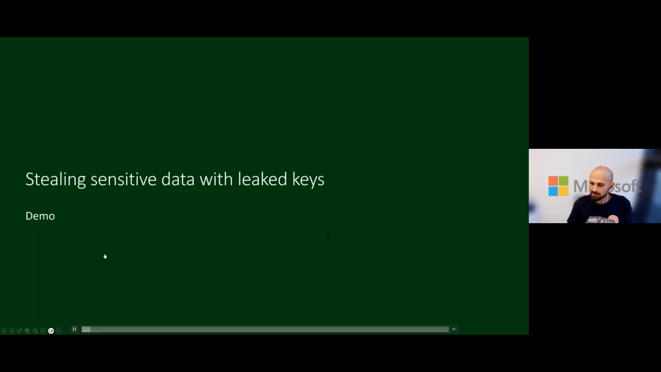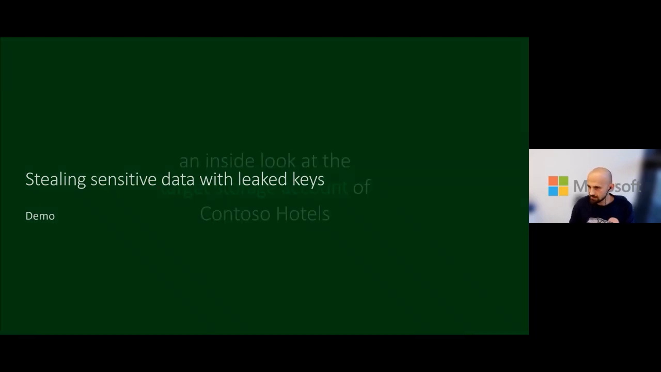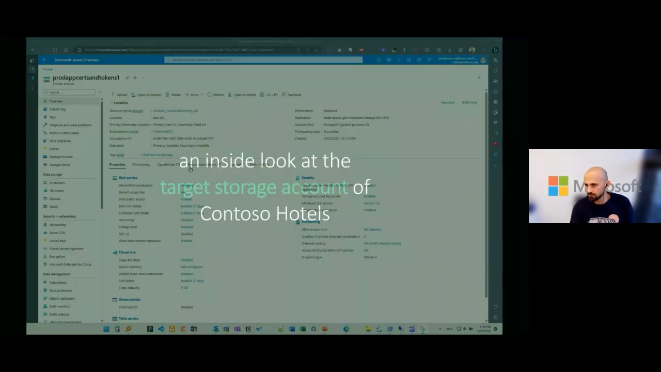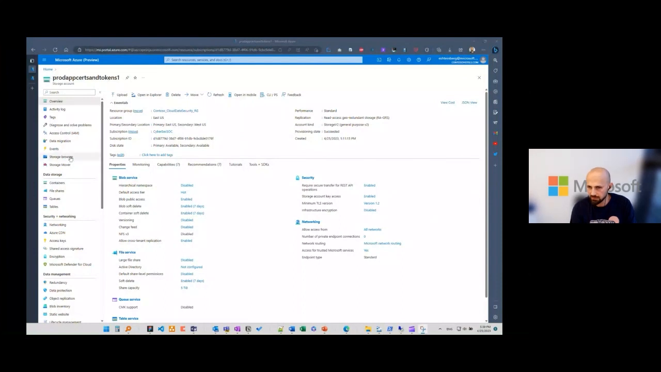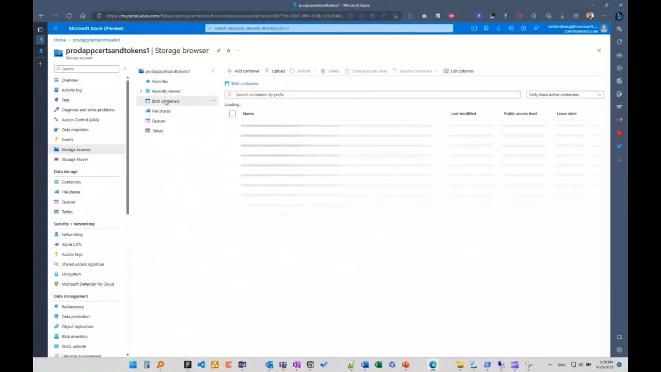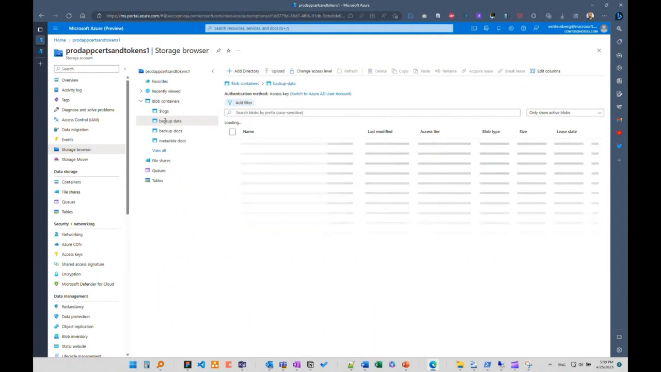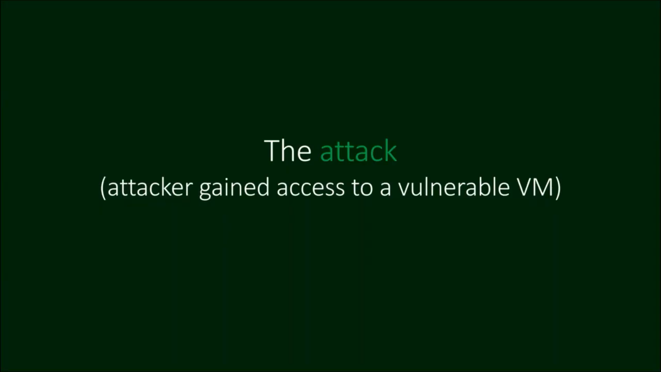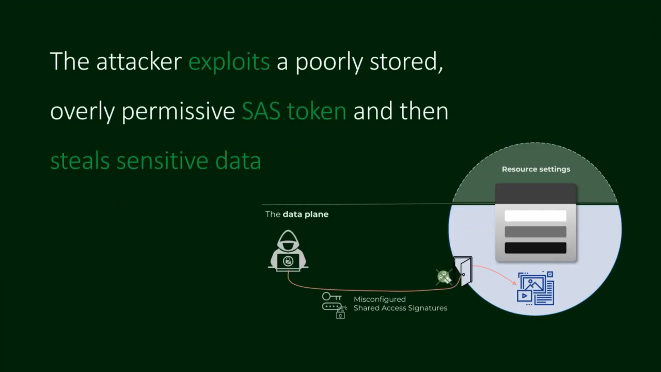Here we'll see how easy it is to steal sensitive data with leaked SAS tokens. We'll begin with an inside look of a target storage account in the Contoso Hotel's production environment. We see here that we have three blob containers with different blobs inside of them. Now the attacker is going to exploit a vulnerable VM and steal a SAS token and sensitive data from this production storage account. Because if the attacker has the SAS token, they have direct access to the data.